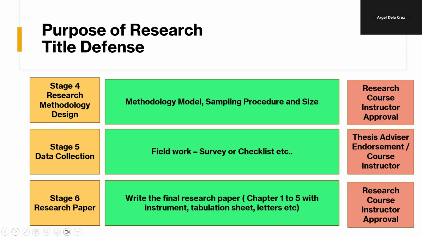And finally, stage 5, where you're going to be on your own doing your survey and checklist fieldwork. By this time, you should be able to pre-serve your letters to your research locale. Stage 6 is tabulation of your data, interpretation, and then you should be able to draw up your chapters 4 and 5. And finally, you should be able to complete the whole paper.